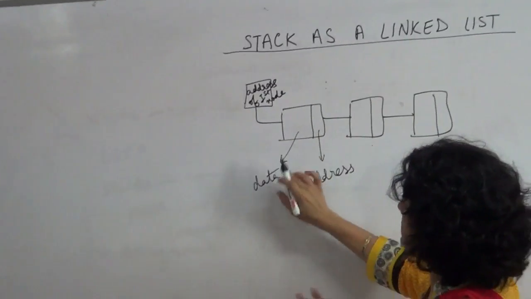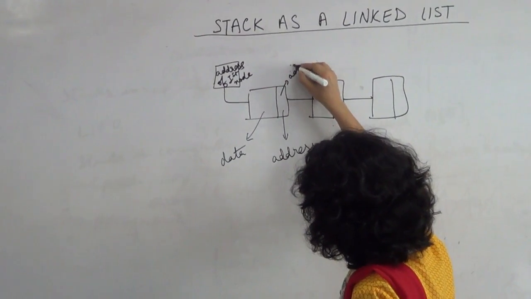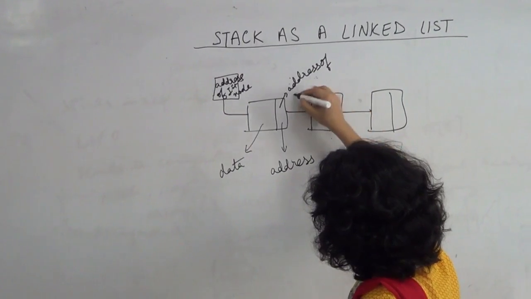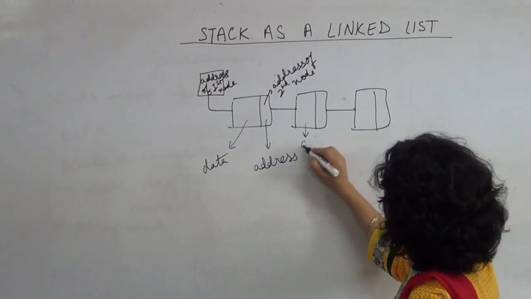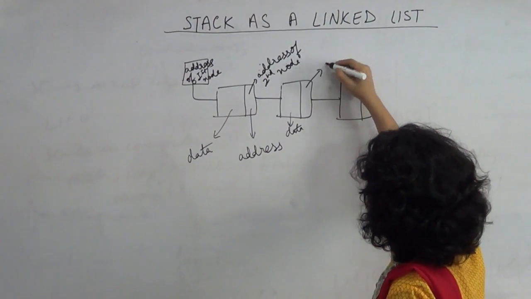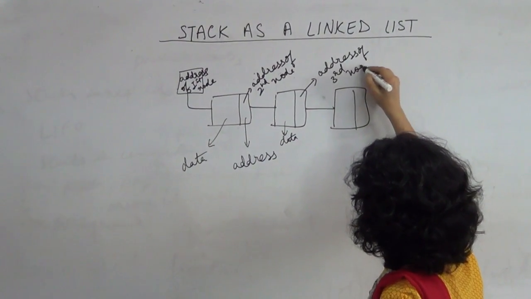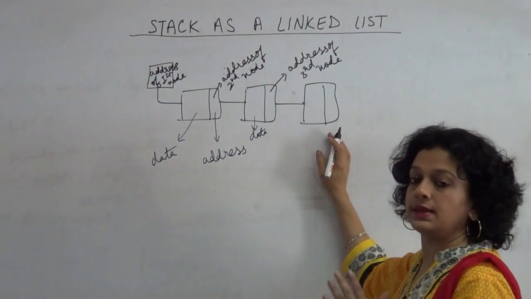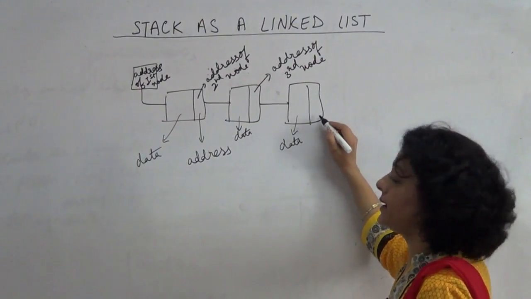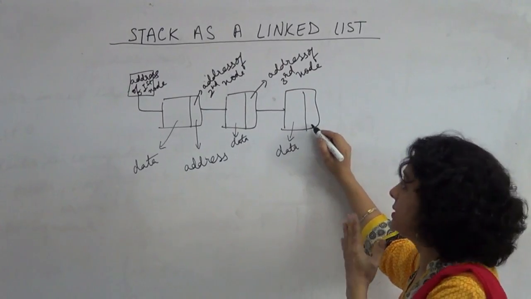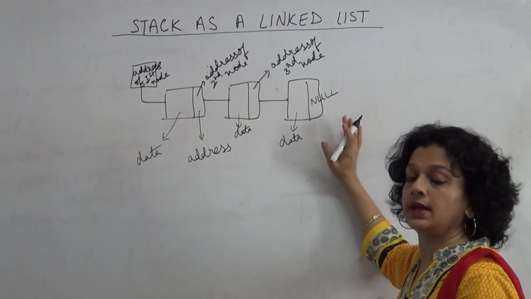Now the first node, this is the data part, and the address part of the first node contains the address of second node. Second node contains data and the address part contains address of third node. Now the third node is the last node of the linked list. It has again two parts. The first part contains data and as there is no node further in this linked list, the last node contains none in the address part, which indicates that this is the end of this linked list.